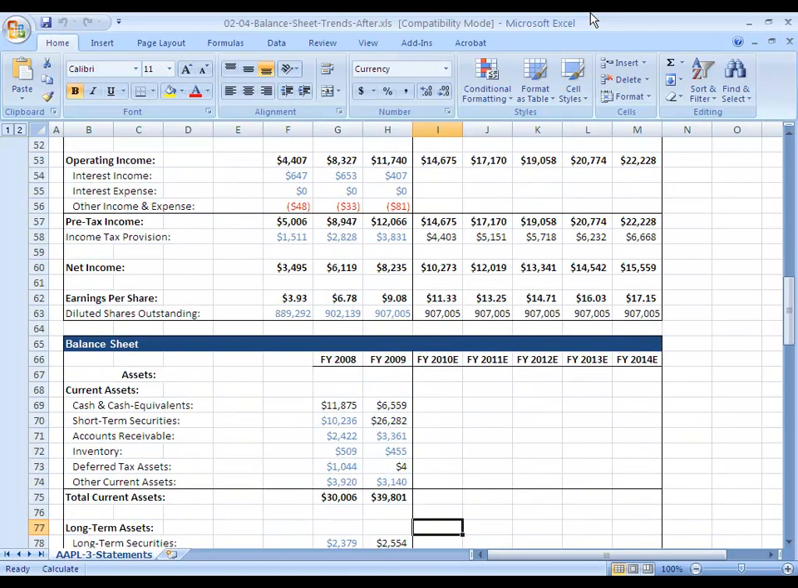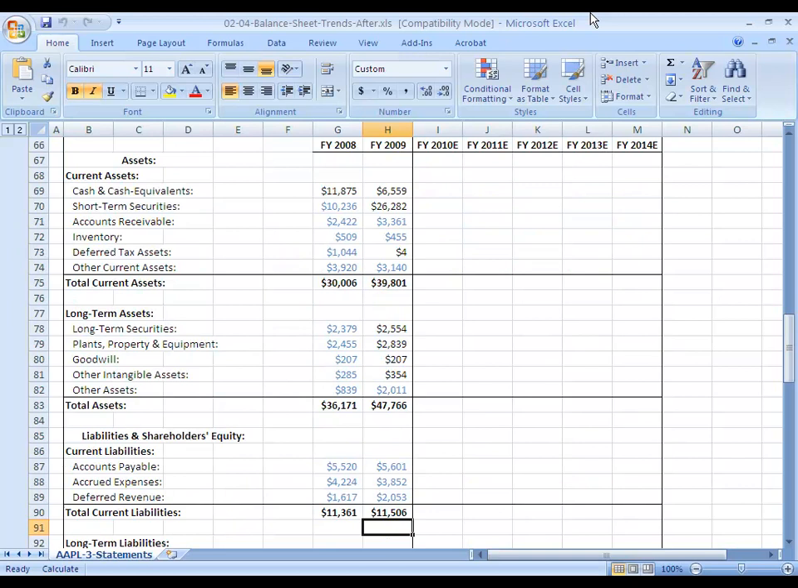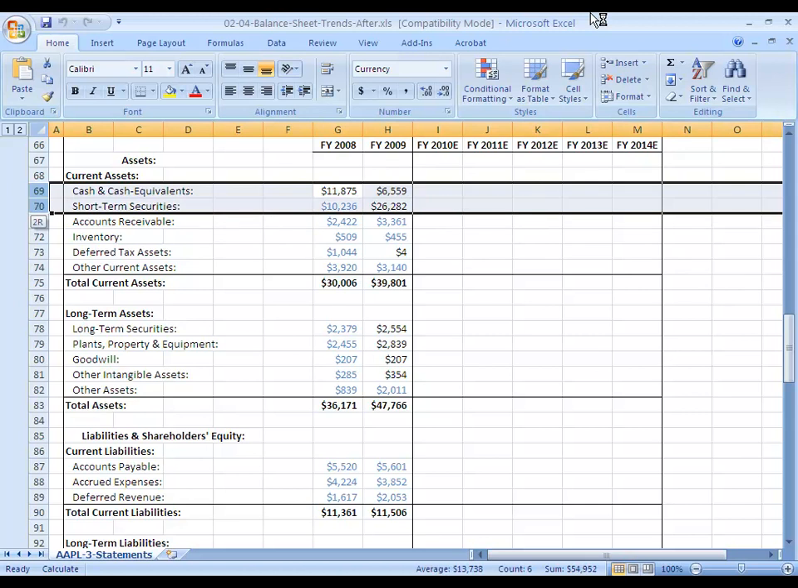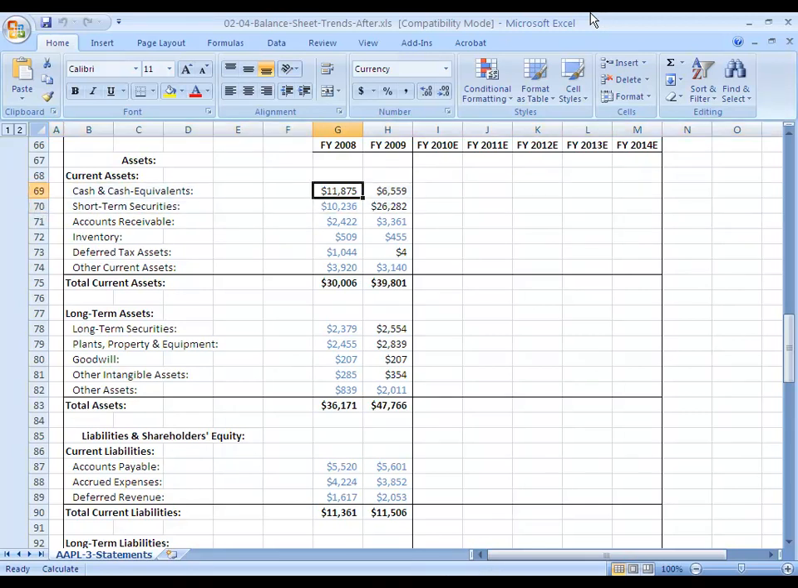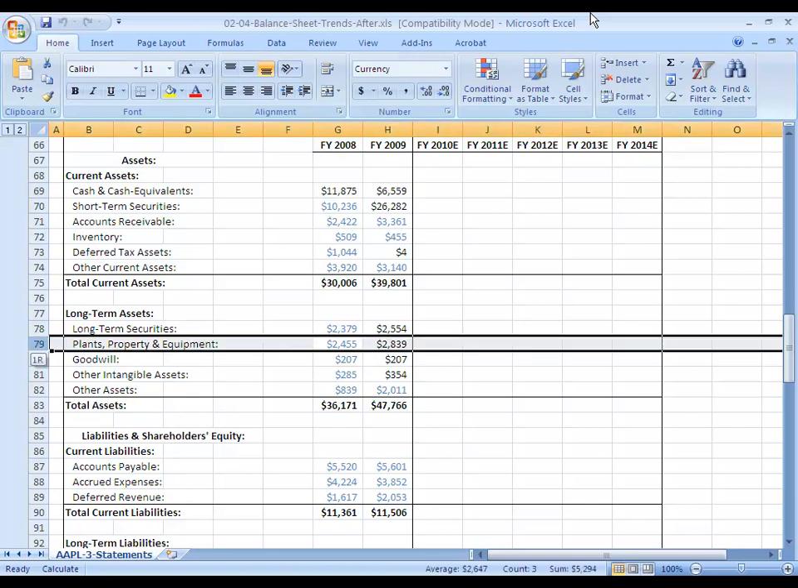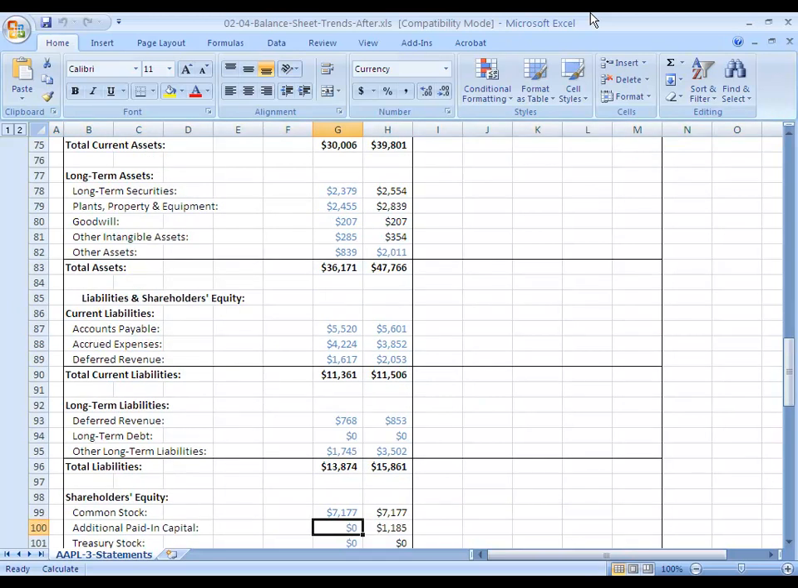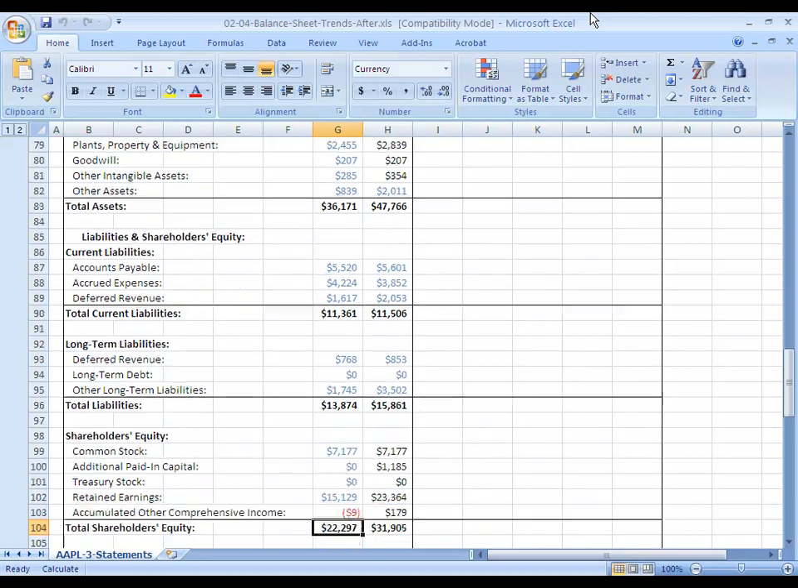Now, on the balance sheet, for some of these items, they will actually be flowing in from other places. So cash, for example, and short-term securities will both be flowing in from the cash flow statement. And then as you go down, you see that other items like plants, property, and equipment are not going to be simple percentage assumptions. They're going to depend on capital expenditures and depreciation, for example. And so many of the balance sheet items here will flow in from the cash flow statement, and so we're not going to be able to make simple percentage assumptions for them.